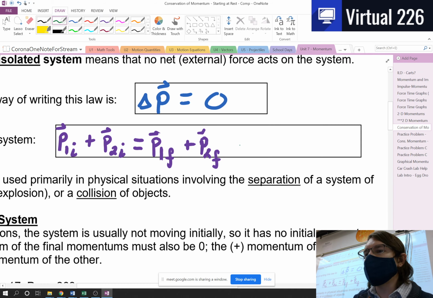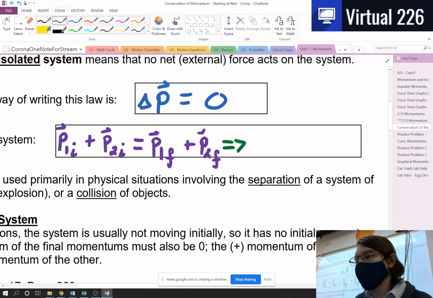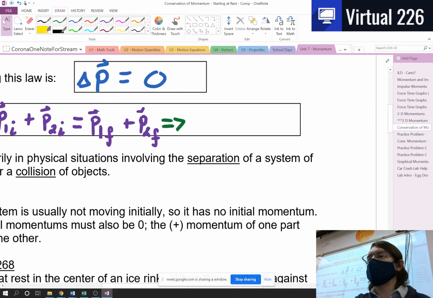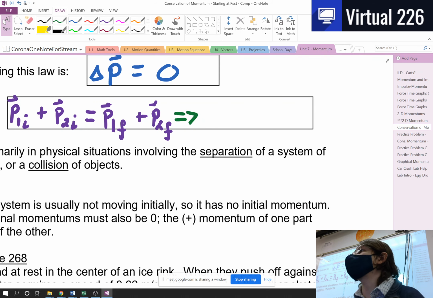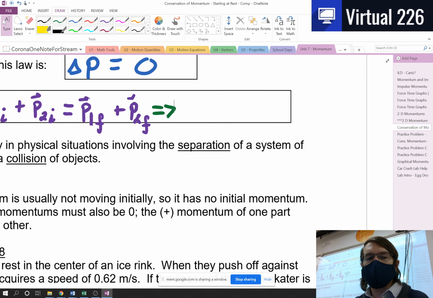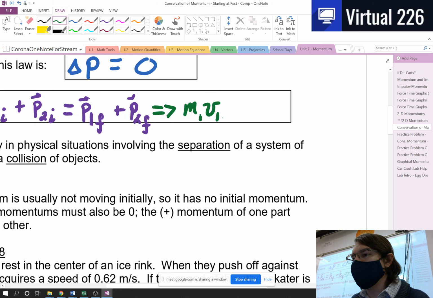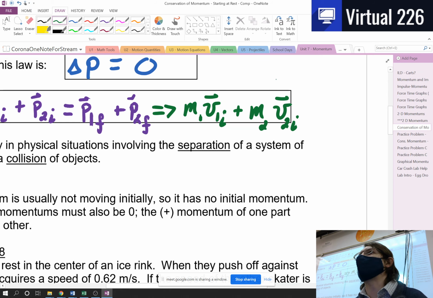If we wanted to expand this, a nice way to expand this is to take all the momentums and to write them as mv. So this is going to look a little long, and you might spread onto some other part of the page. But if we wanted to spread this out, we could write all those momentums as m1 v1i. So that's the initial momentum there, plus m2 v2i. That's the initial momentum of the second object.